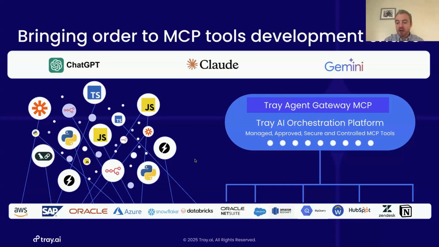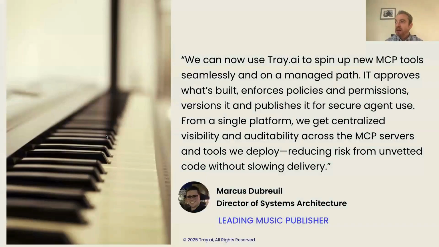And I think a great example of that is one of our customers, a leading music publisher, who are really on the bleeding edge of technology, especially around agents and MCP. And they were going through all of those trials and tribulations adopting MCP. And with being able to bring in Agent Gateway, they're really able to enforce those policies, permissions, and versioning all on a single platform with centralized visibility and traceability, and being able to reduce a lot of the risk that comes with MCP adoption.